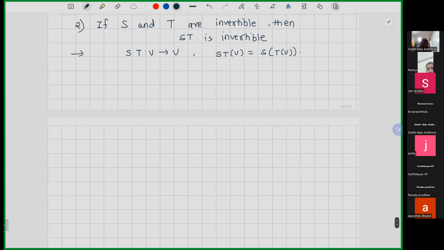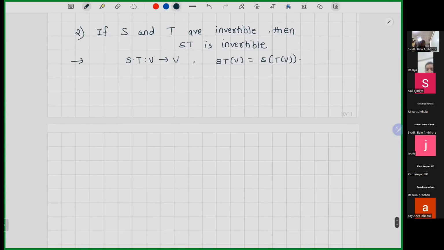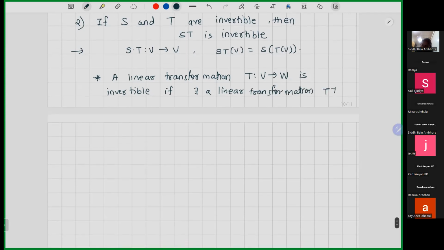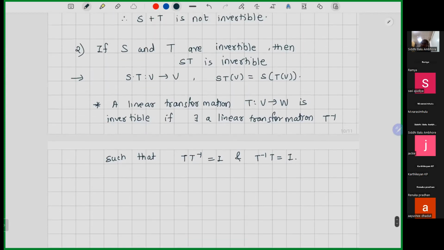Okay, I assume others have the same guess. So this is actually true. When we say that a linear transformation is invertible, I need to have some other transformation. So let me write this definition. A linear transformation T from V to V, but we can also write this for any W, V to W, is invertible if there exists a linear transformation, which we denote as T inverse, such that T T inverse is equal to identity and T inverse T is equal to identity. That's what a linear transformation being invertible means.